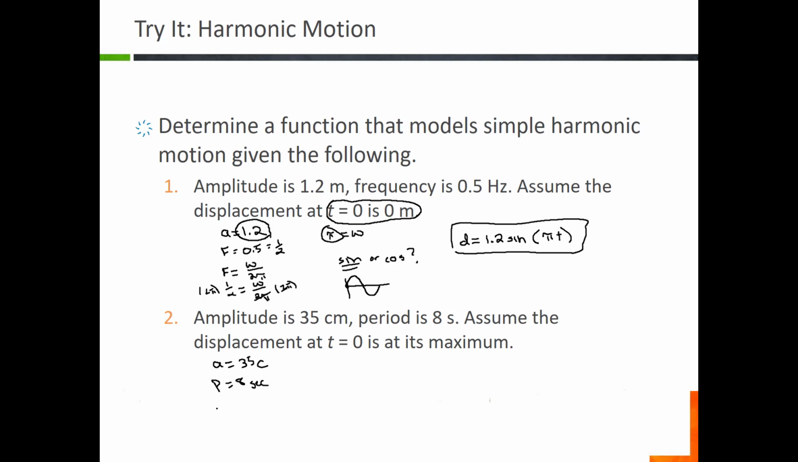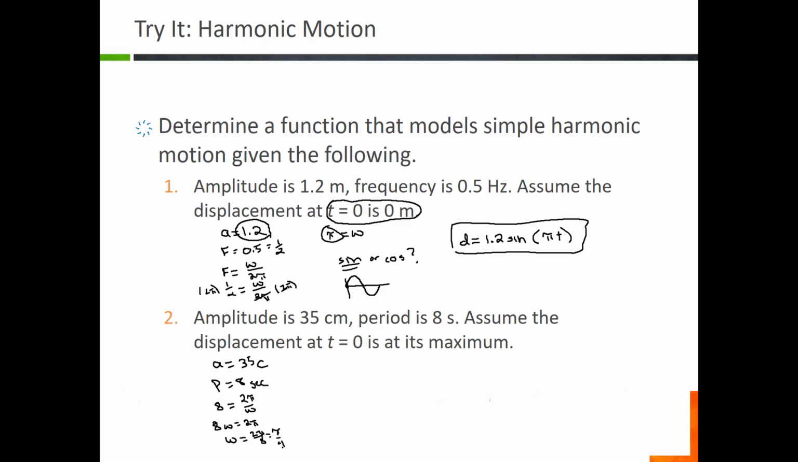From the period we want to find omega. We know that the period has to equal 2 pi over omega. And if we solve that for omega, we'd multiply the omega over, so 8 times omega is equal to 2 pi. We divide both sides by 8, so we get omega is 2 pi over 8, which would be pi over 4.